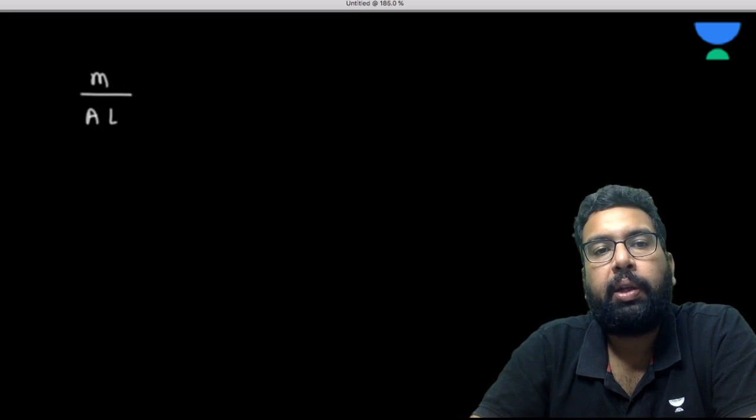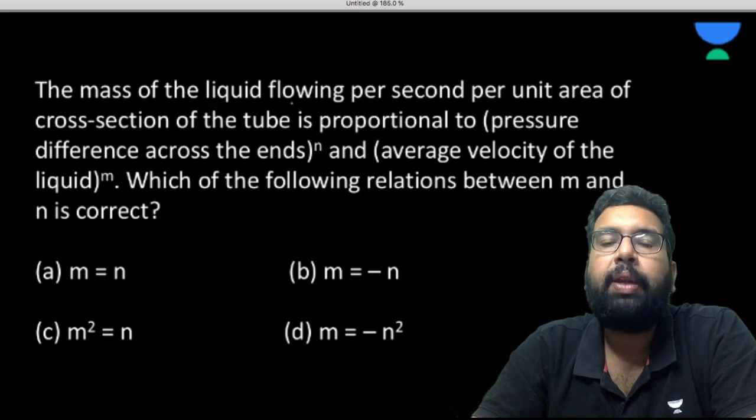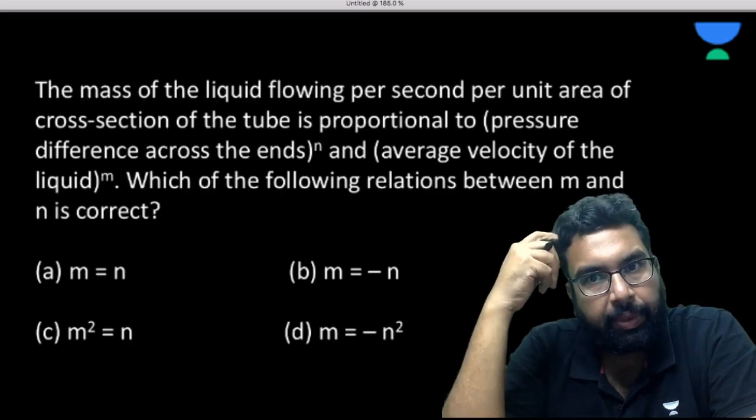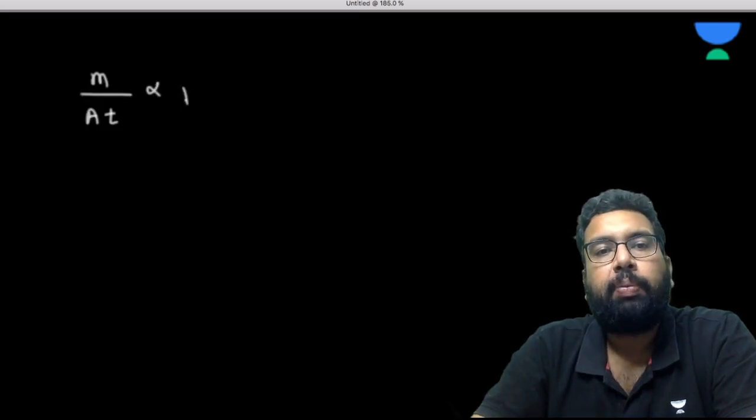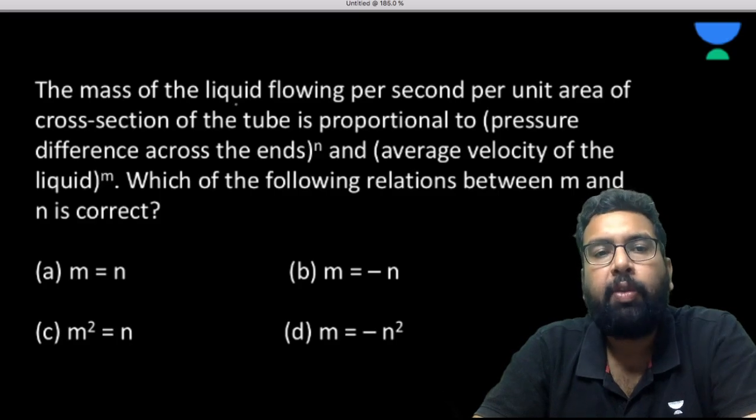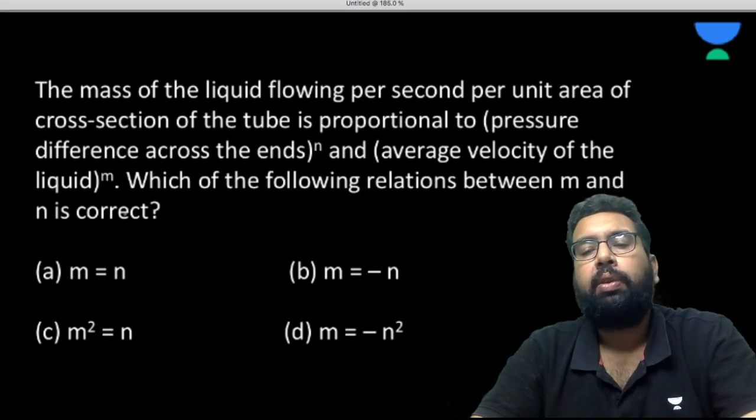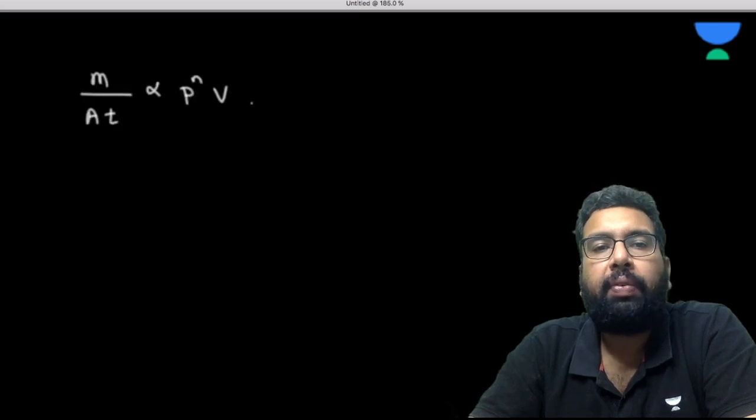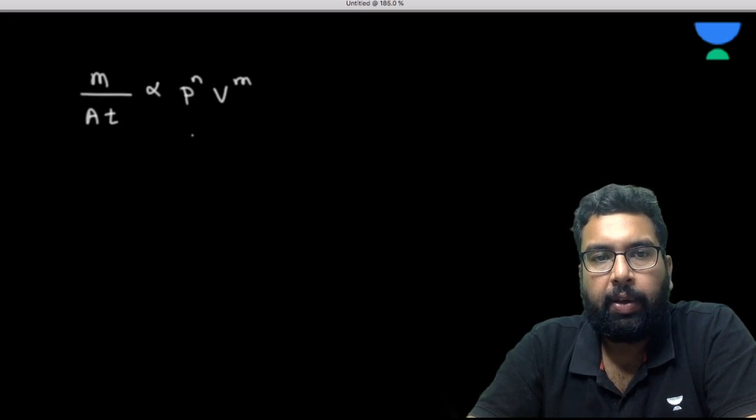So mass per unit area per unit time is proportional to the pressure difference. Definitely mass is divided by area and time. The pressure difference will be delta P, so dimensionally we can write it as P, because the dimensions of pressure and pressure difference are the same. And the average velocity of the liquid, that is to the power m. Which of the following relations between m and n is correct? Here m is the mass.